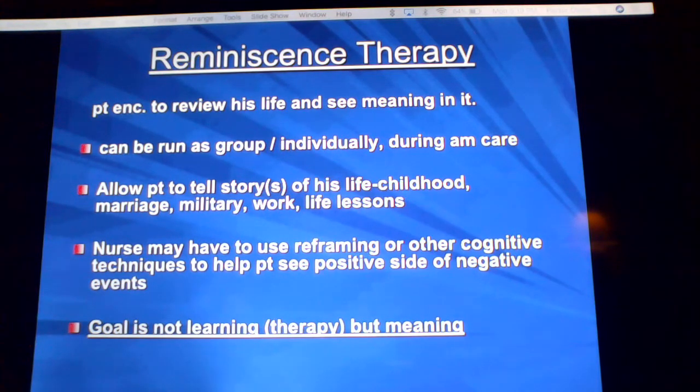The nurse may have to use reframing or other cognitive techniques to help the patient see the positive side of negative events. So they may say something that they feel bad about, and maybe we can find a way that they can view it differently so they can feel better about it. The goal here is not learning, but meaning, that their life had meaning. Even if they did things that weren't quite up to snuff, so to speak, we try to have them see meaning in that.